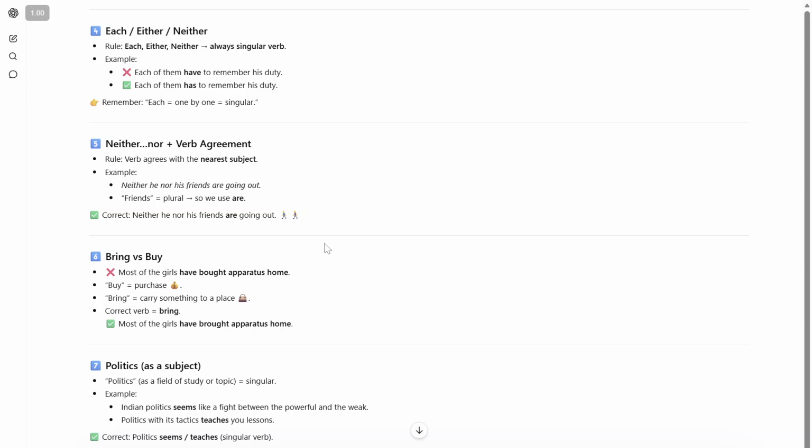Bring versus buy. Wrong: Most of the girls have bought apparatus home. Buy equals purchase. Bring equals carry something to a place. Correct verb: Most of the girls have brought apparatus home.